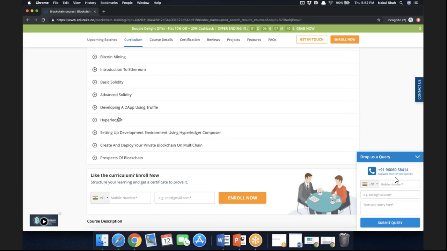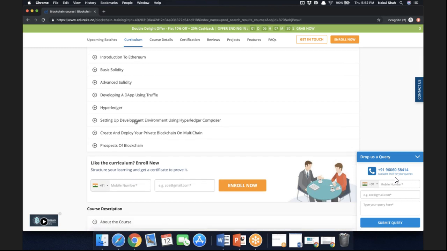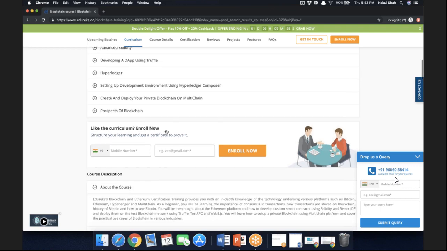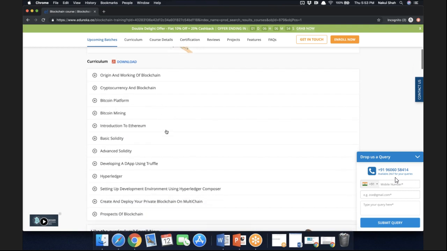The next module is on Hyperledger, which is one of the most widely used networks to deploy decentralized applications for enterprise purposes. And we'll understand the basics of that, as well as review a tool called Composer, which is used to create enterprise applications using Hyperledger. The next one is to review multi-chain. Multi-chain is another off-the-shelf platform used to create blockchain applications for enterprises. And finally, we'll be taking a look at some of the prospects of blockchain, some of the applications and use cases which are commonly used in the market. So those are the various things associated with blockchain that the detailed course has.